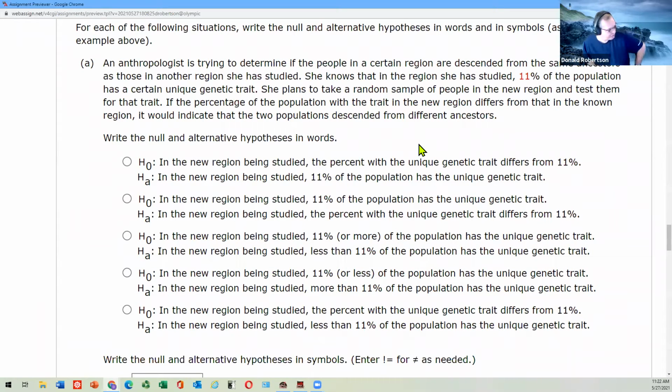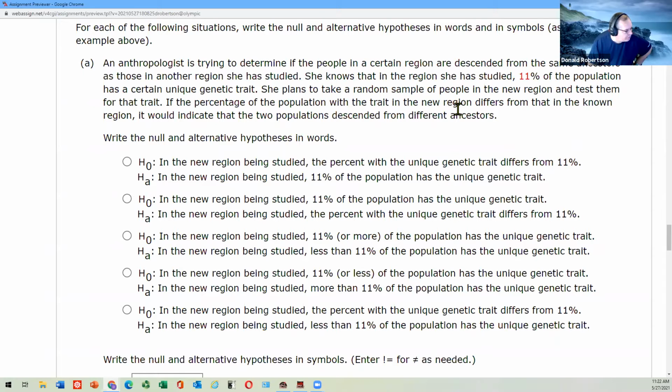An anthropologist is trying to determine if people in a certain region are descended from the same ancestors as those in another region. She knows that in the region she studied, 11% of the population have a particular genetic trait, right? So we got a lot of information now that we didn't have 50 years ago, right? The DNA, where you can actually localize parts of the DNA and come up with genetic traits. And she plans to take a random sample of people from the new region to test them for that trait.